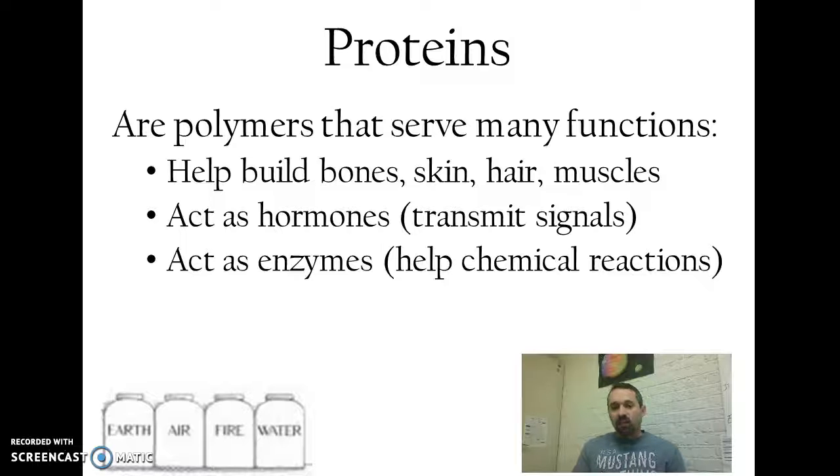And then enzymes, what they do is they help chemical reactions take place. And how they do that is by attaching to whatever it is and then helping split it apart. So the example I used in class was lactose intolerant people. Lactose is a sugar that's in milk and dairy products, and if you're lactose intolerant, you lack the enzyme lactase, which helps break down lactose. If you don't have lactase, you can't break down lactose, and then you get really sick when you take dairy products, and bad things happen.